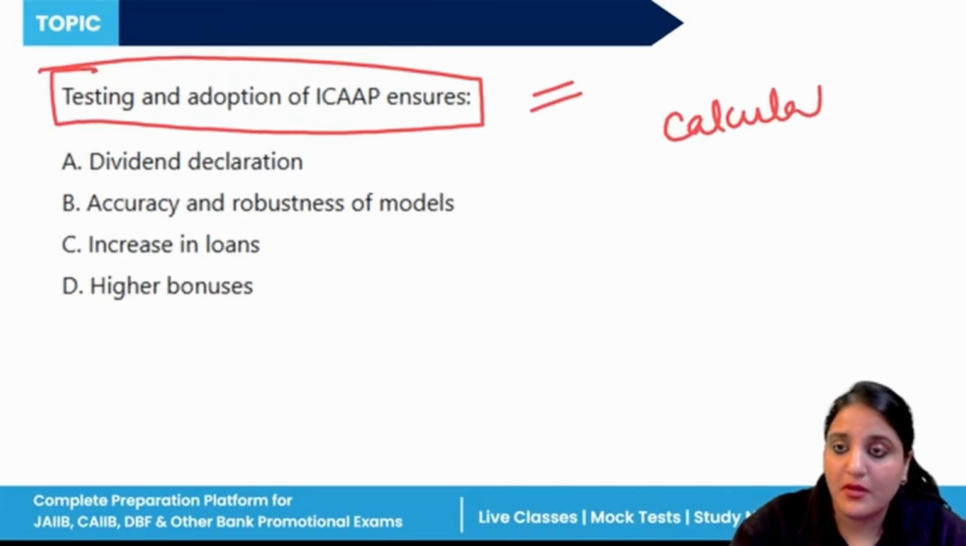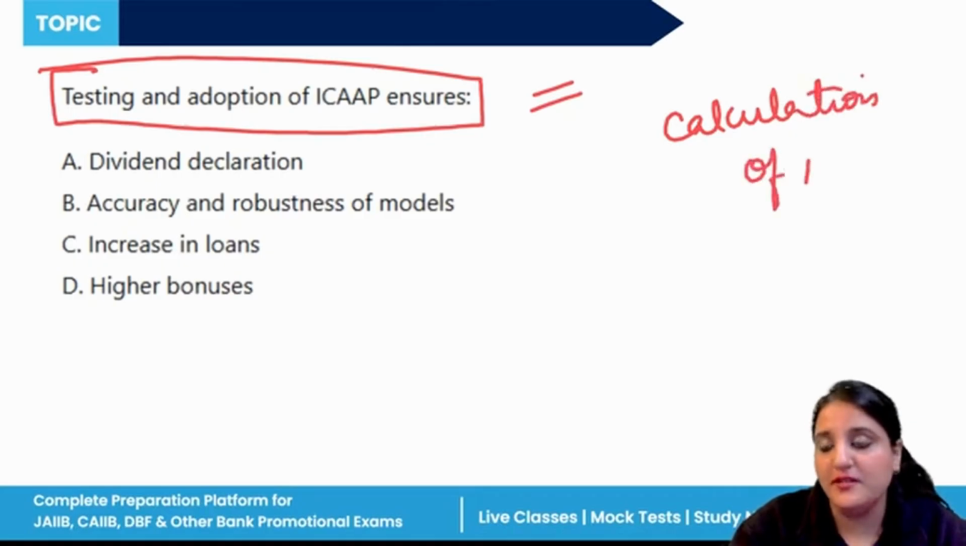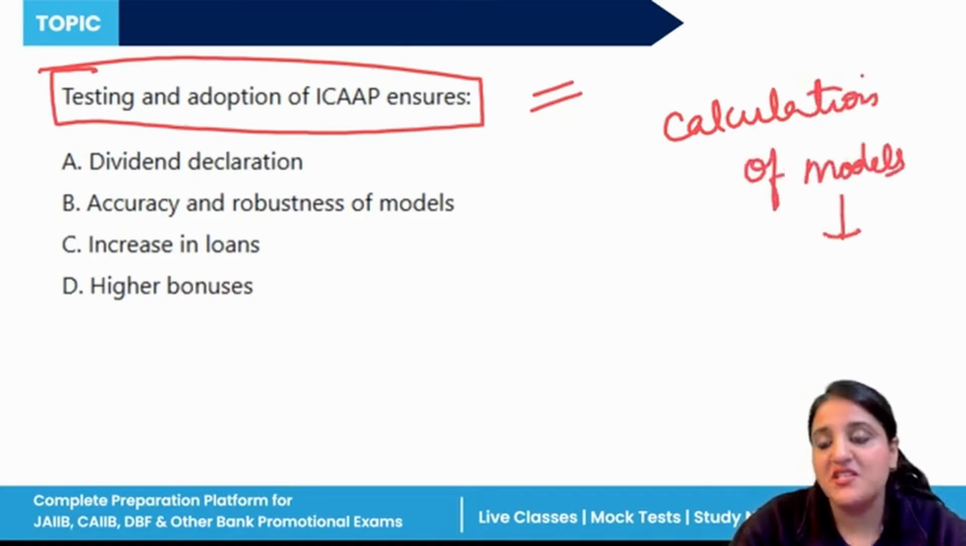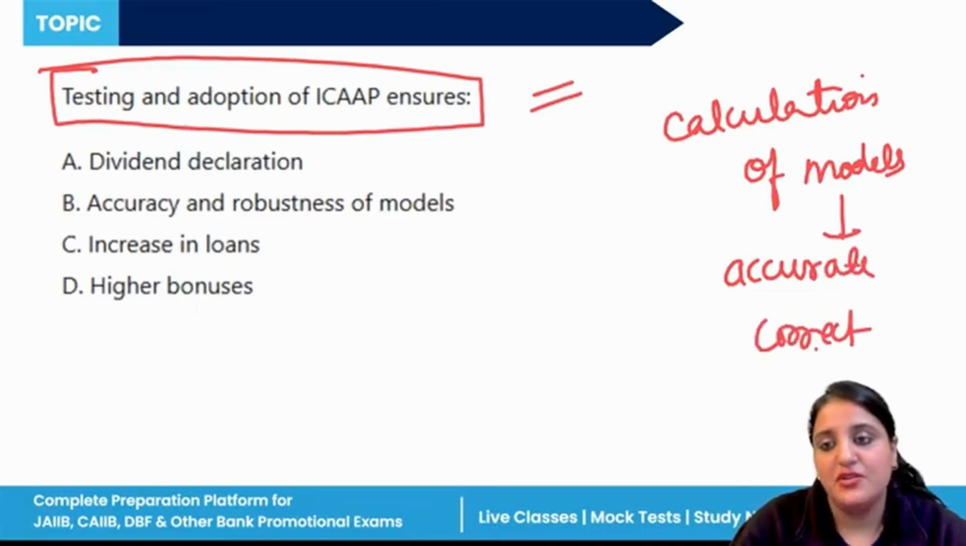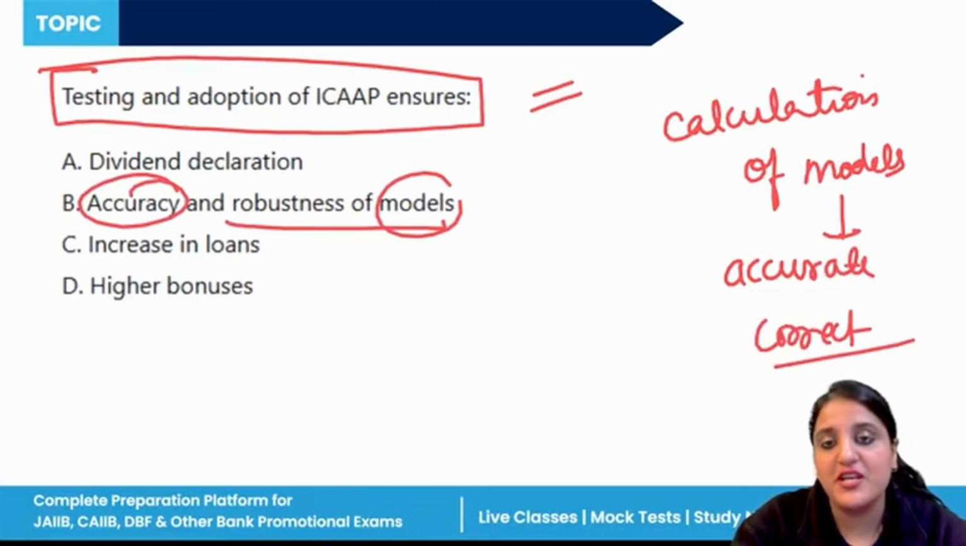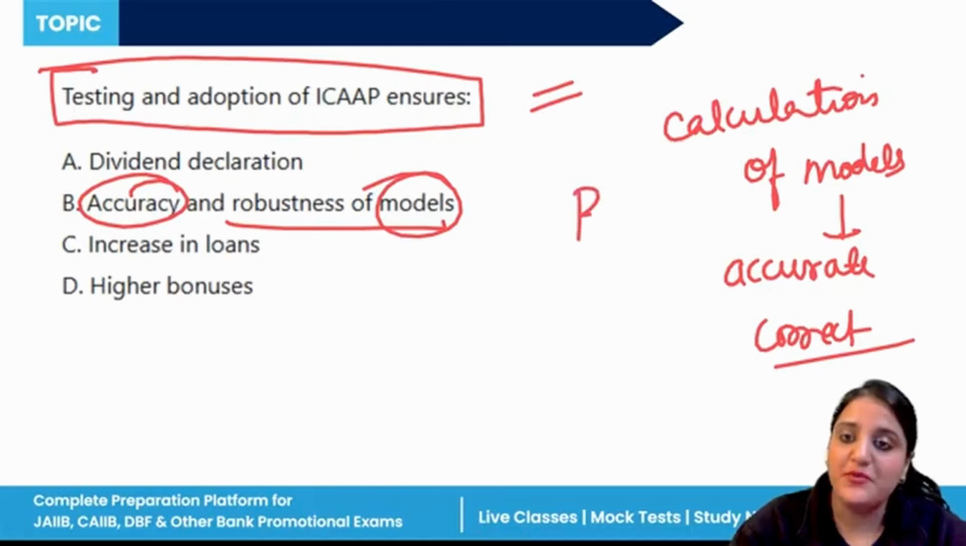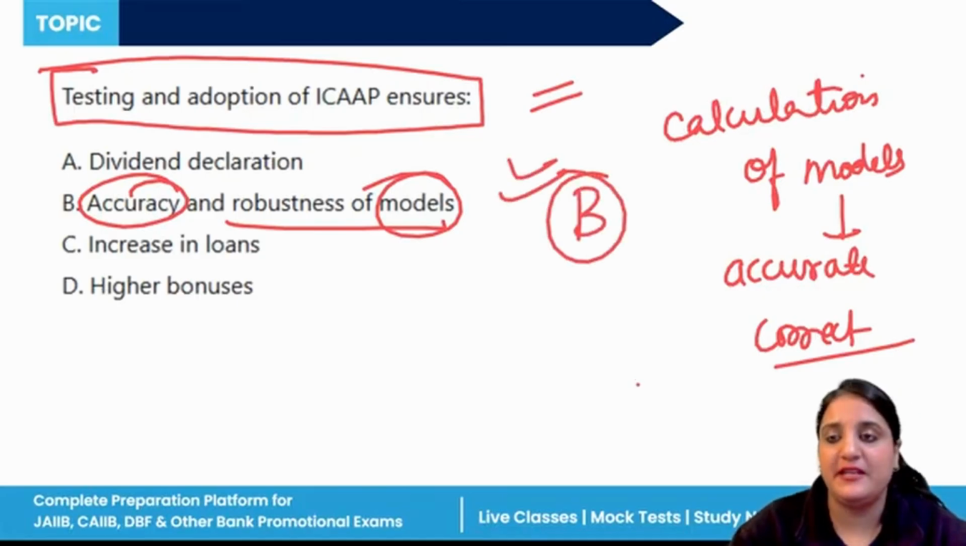calculation of the models must be accurate, must be correct. So, accuracy and robustness of the models. So, option B is definitely correct.